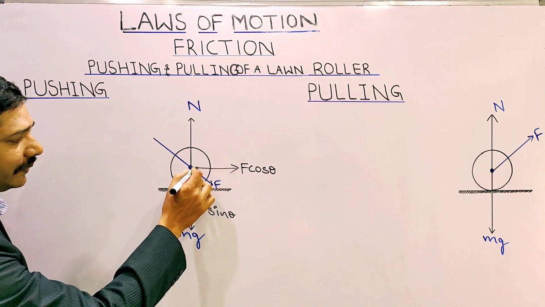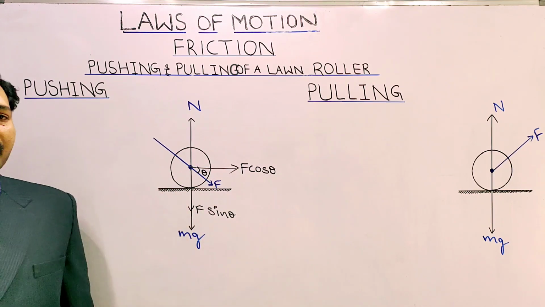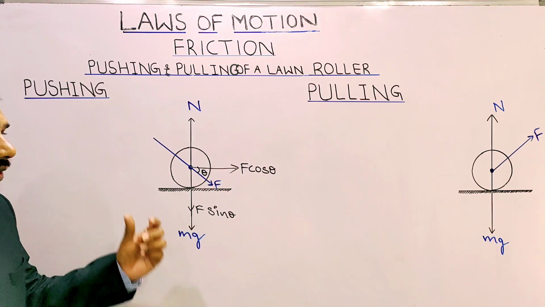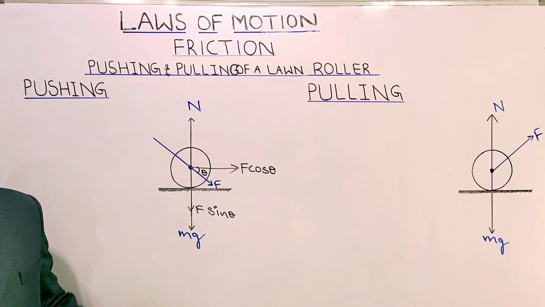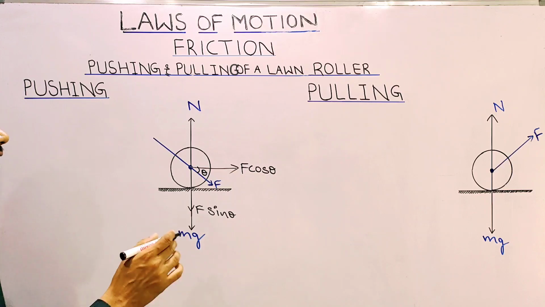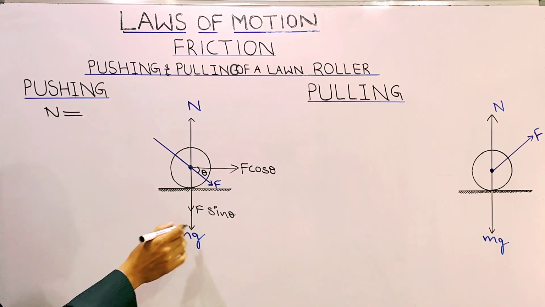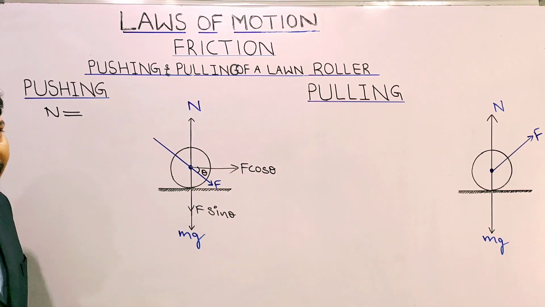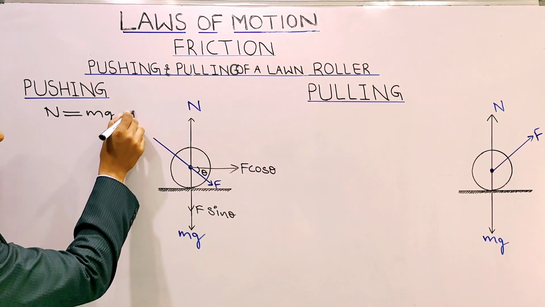Here the angle with the horizontal is theta. It is very clear that the upward forces are equal to the downward forces. So the upward force is N, equal to the downward forces, mg plus F sin theta. N equals mg plus F sin theta.